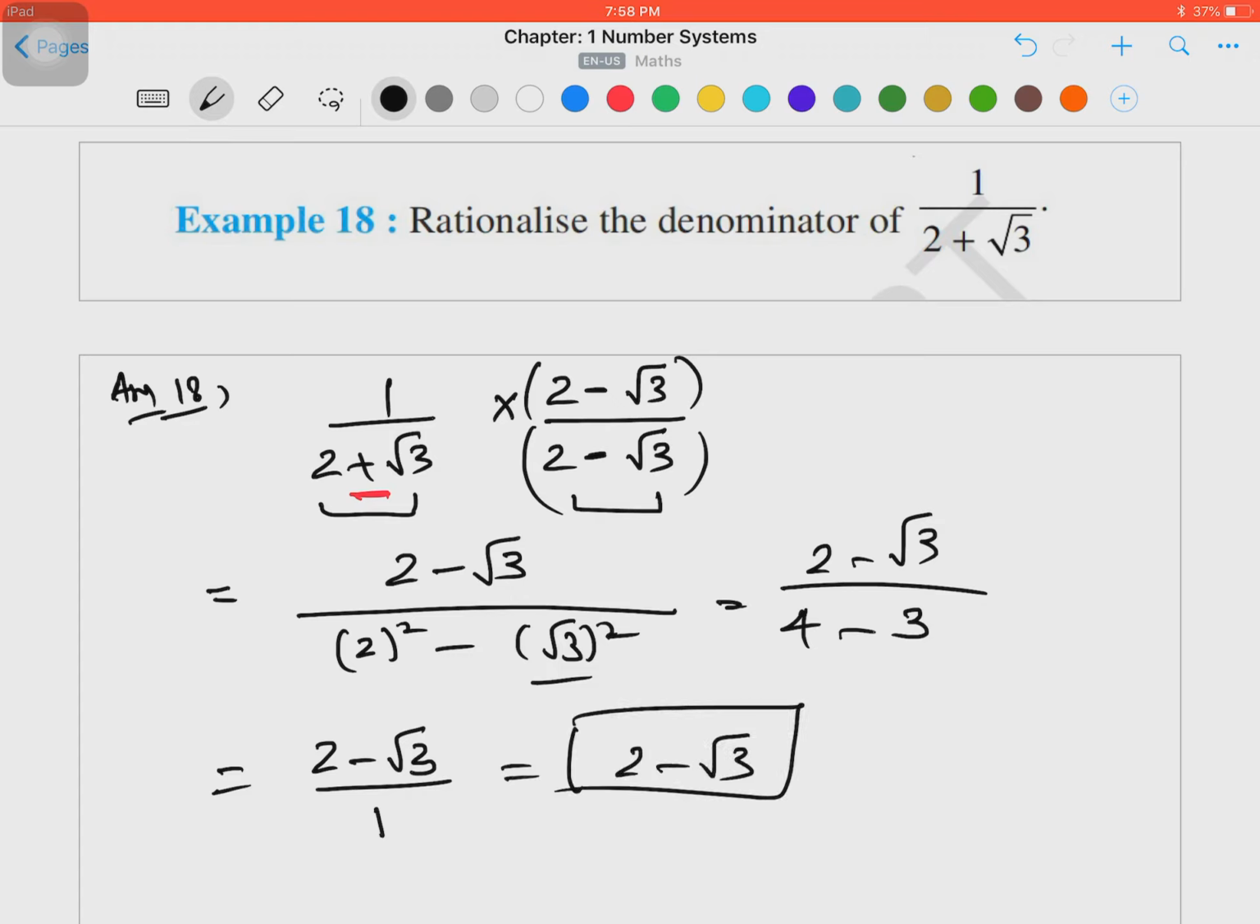That's our result, which is in the rational form, because in the denominator we have 1. 1 is a rational number. Okay, I hope it's clear to you now. So the only thing that you have to do is, whatever sign is given here, you will reverse the sign from plus to minus or minus to plus, and then do the simple multiplication.